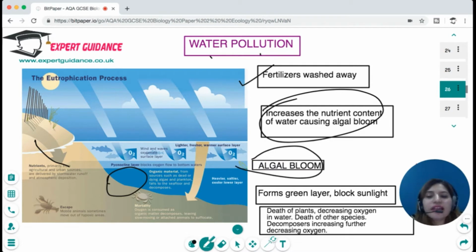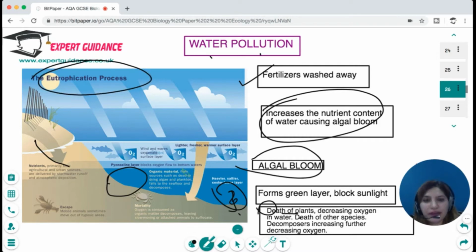This algae forms a layer on top of the water, cutting the light coming in, and it stops photosynthesis. Since light is not received, the plants die. When plants die, the oxygen content of the water decreases, and the death of plants also causes the death of other species which are dependent on plants, and then they all die, and then the decomposers come in which try to decay this and further decrease the oxygen in the water body, thereby depleting the water body of oxygen. And this whole process is eutrophication, causing the death of aquatic life. And this is a major contributor to water pollution.